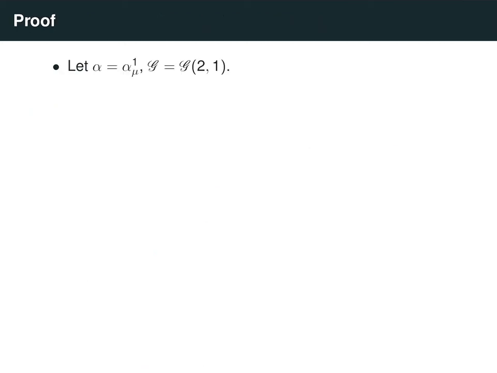Okay, so now let's begin with the proof. So for shorthand, we're going to let alpha denote the alpha number alpha_{mu,1}, and we're going to let G(2,1) denote the set of multiples of one-dimensional Hausdorff measure restricted to lines through the origin.